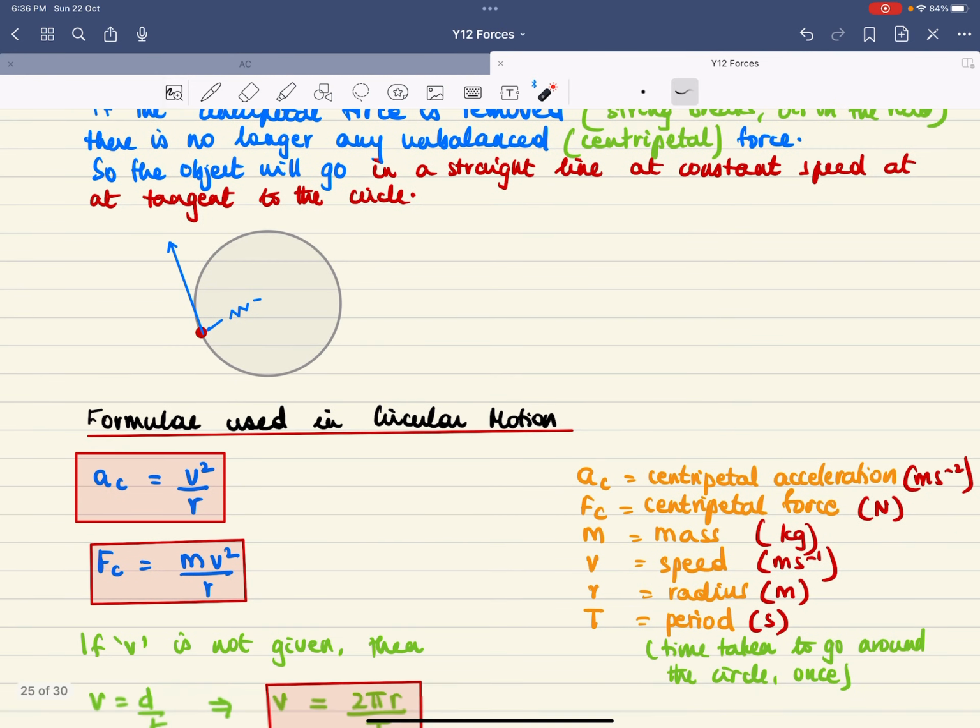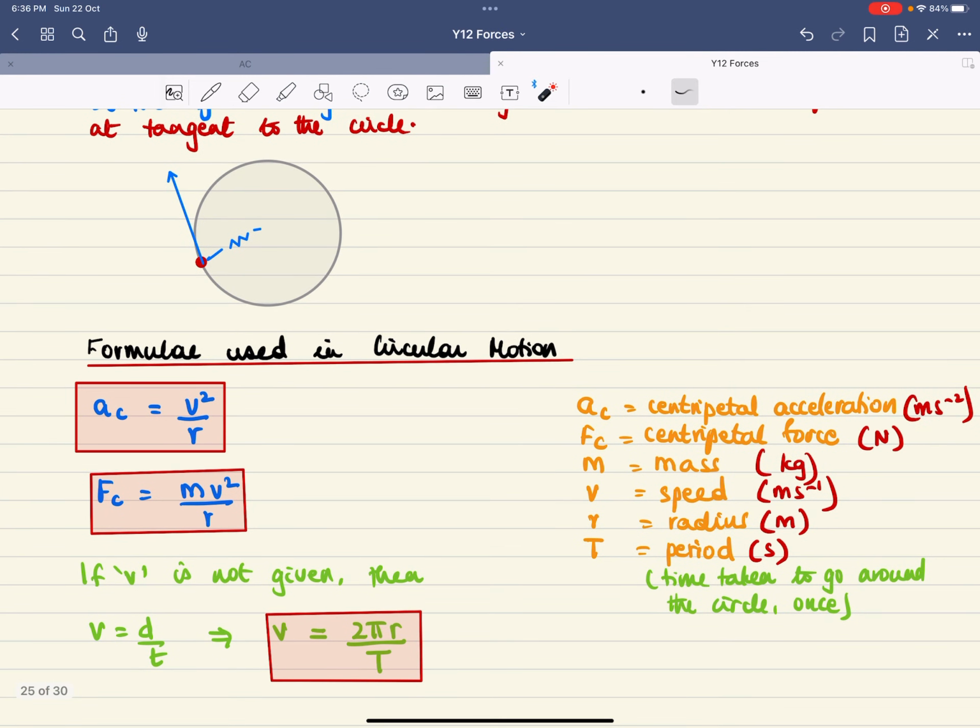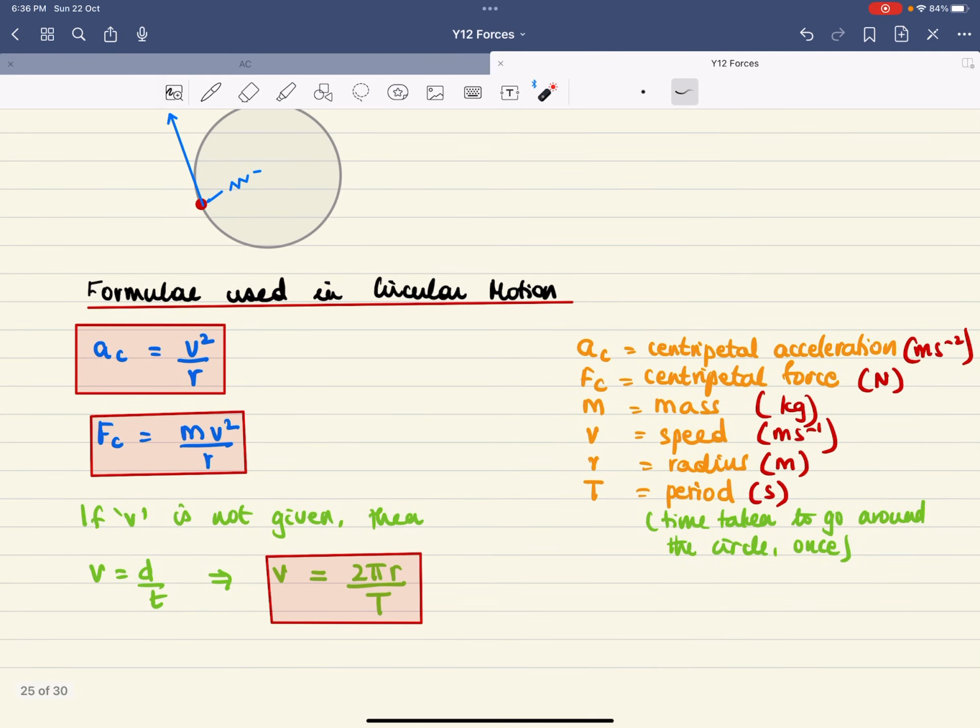There are a couple of formulae used in circular motion. The formula for centripetal acceleration is v squared over r, because unbalanced force F is equal to ma. You substitute for a using v squared over r and you get Fc = mv²/r. In case the speed is not given, but you know how long something takes to go around a circle once, that's the period, then you just use distance over time, because the circumference of a circle is 2πr and the period is your T.